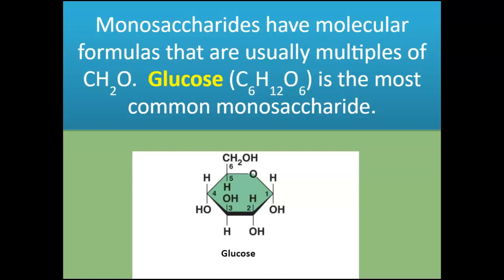Monosaccharides generally follow a pattern. You'll usually see them in this ratio, 1 carbon to 2 hydrogens to 1 oxygen. Let's check that with glucose, which is C6H12O6. That's a 1 to 2 to 1 relationship. And glucose is the most common monosaccharide, a 6-carbon sugar.